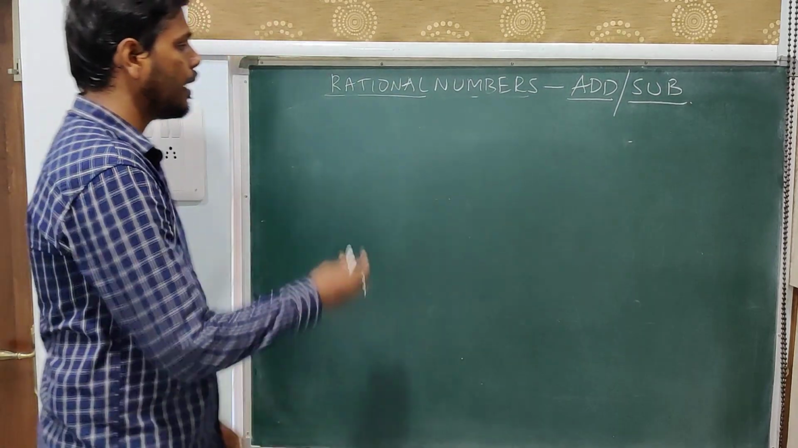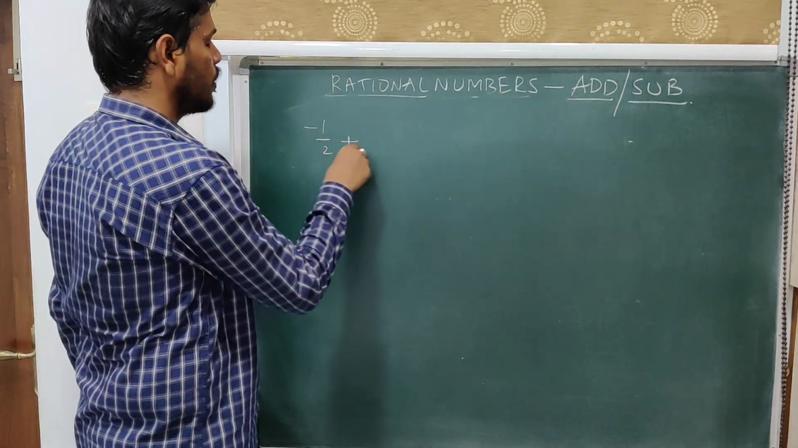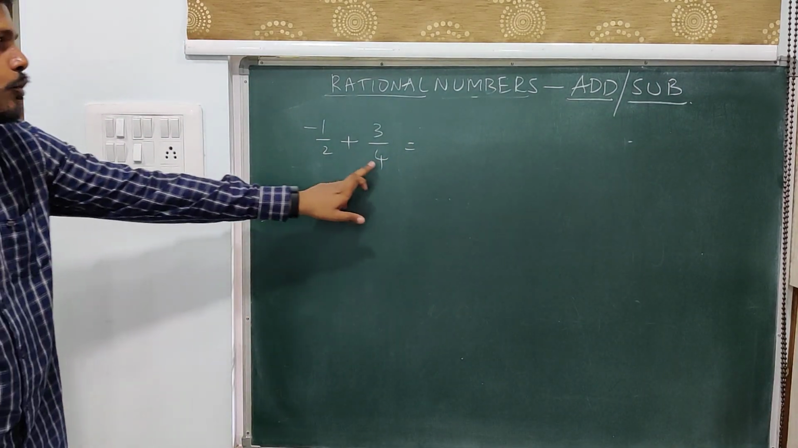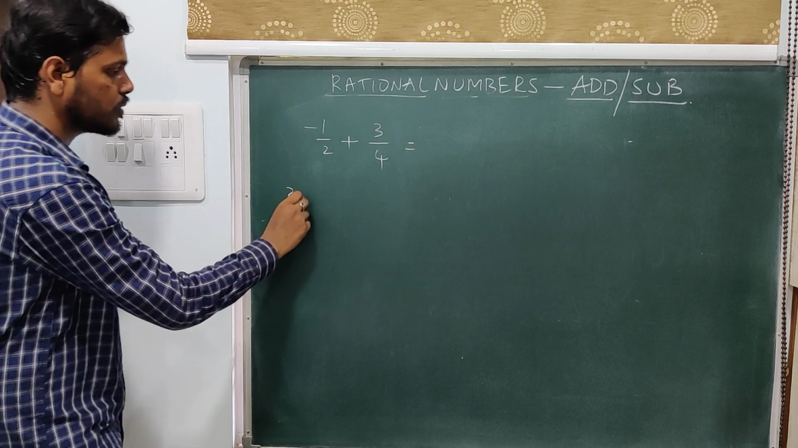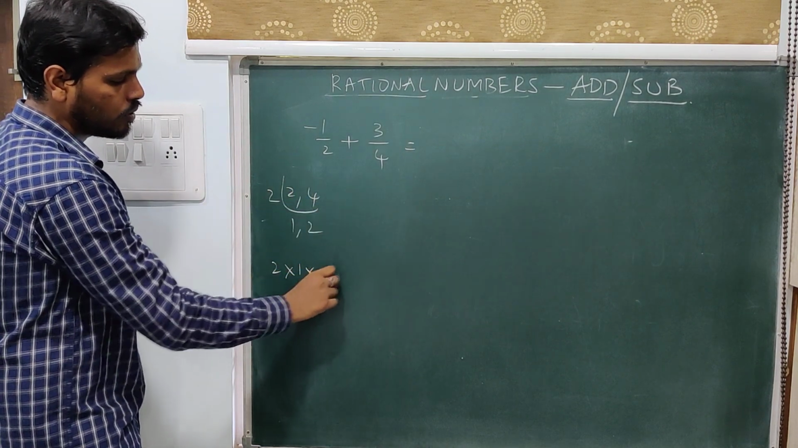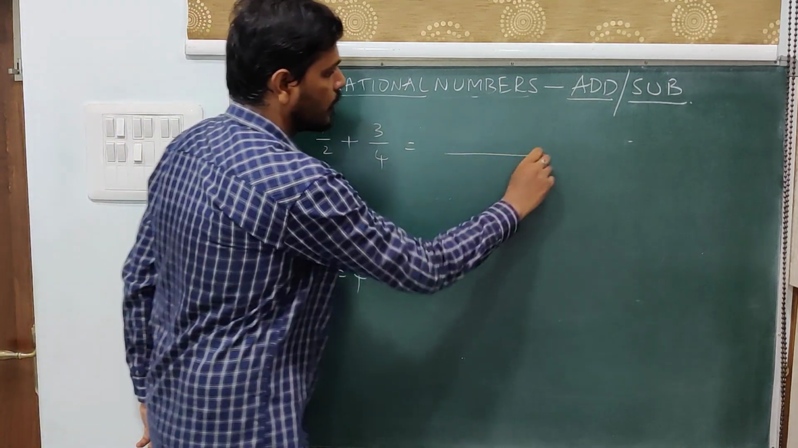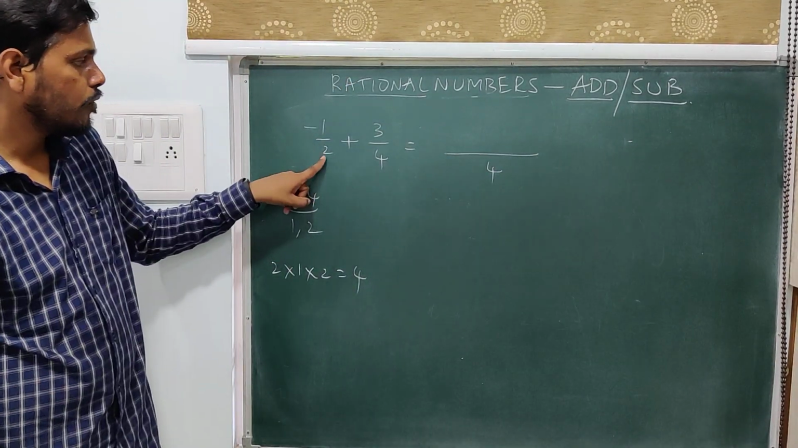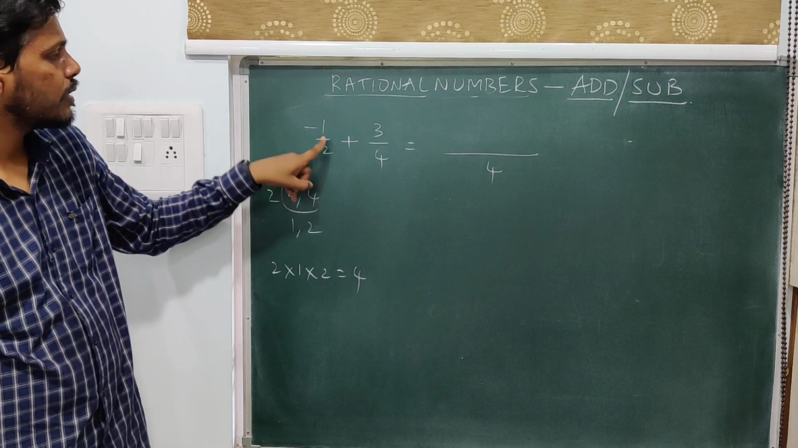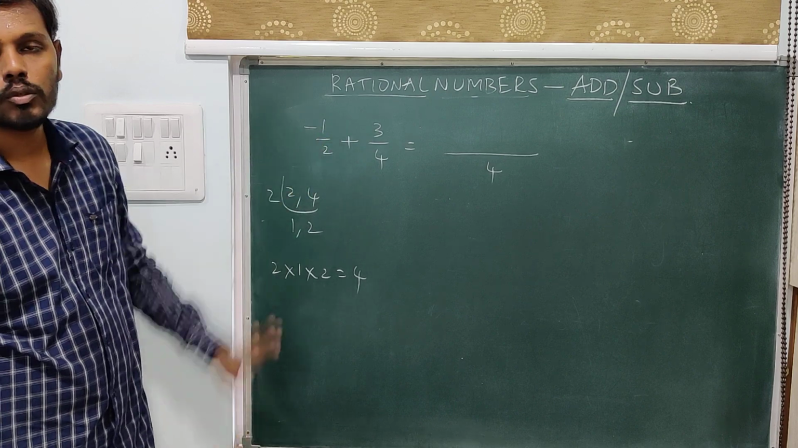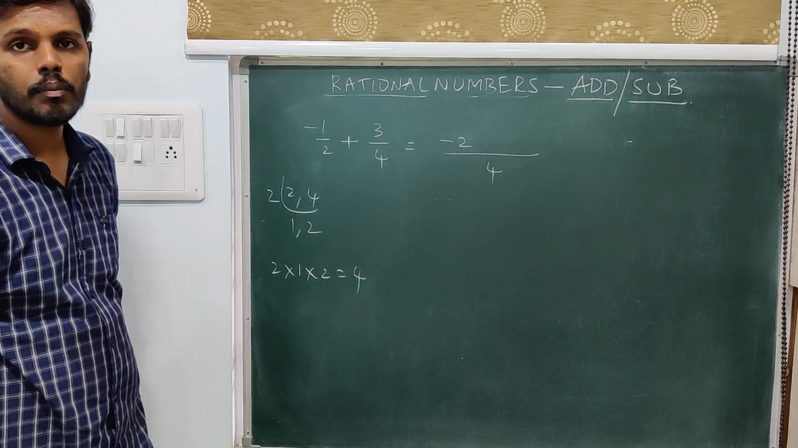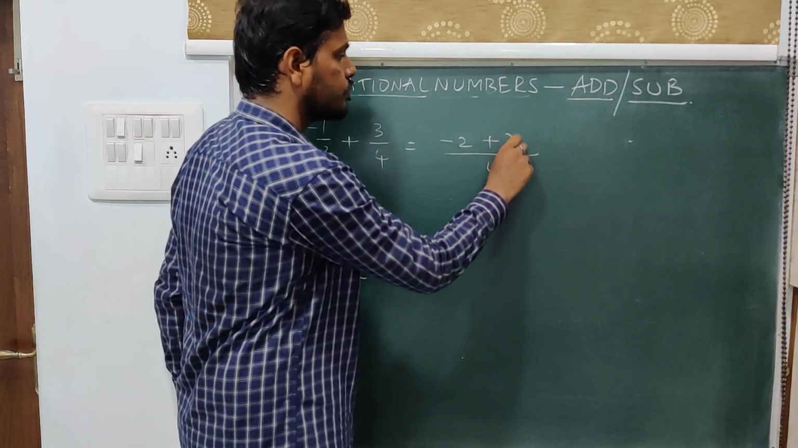Suppose say you want to add minus 1 by 2 with 3 by 4. So what you do is you take the LCM of 2 and 4. The LCM of 2 and 4, what is it? 2 1s are 2, 2 2s are 4. So the LCM is 4. Now you will write 4 over here. Now think of what number should be multiplied to 2 to get 4. 2 2s are 4, so multiply minus 1 with 2. Minus 1 into 2 gives you minus 2. Now 4 is already here, so there is no need to multiply anything. Write the number that is there.